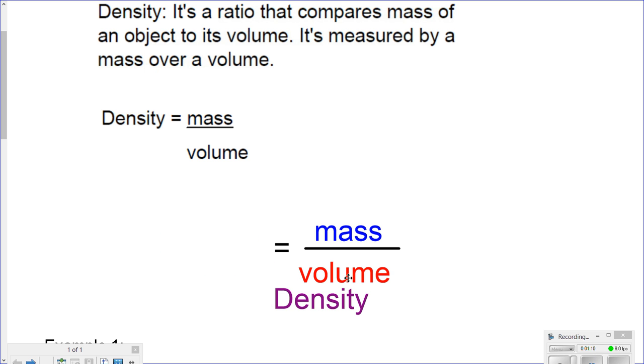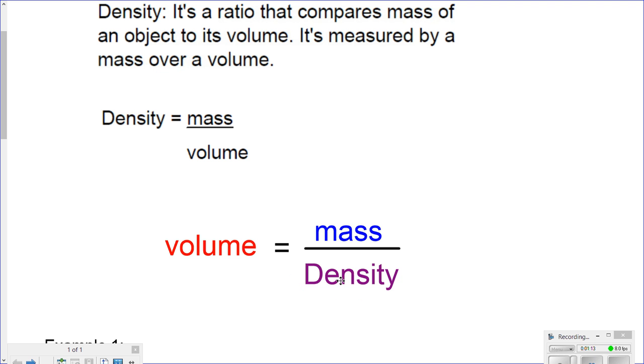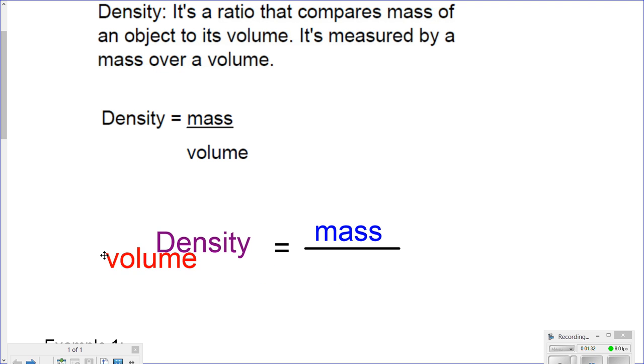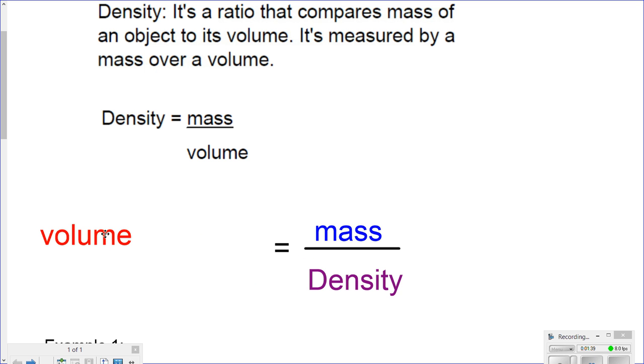If I switch these two, now I have volume equals mass over density. And it all revolves around the same equation, density equals mass over volume. This is the original that we usually work with. And from here, I could say three things: density equals mass over volume, volume times density equals mass, or volume equals mass over density. Same equation revolving around the same topic.